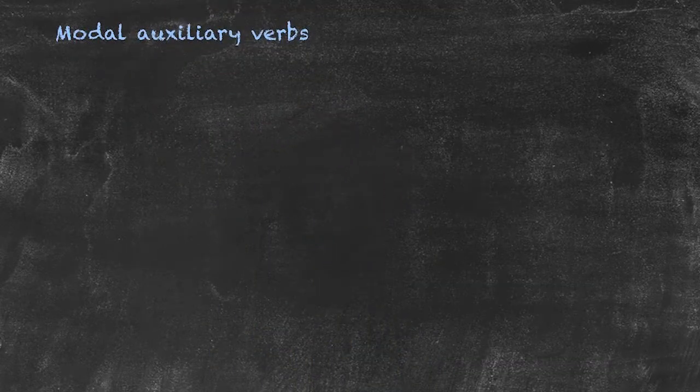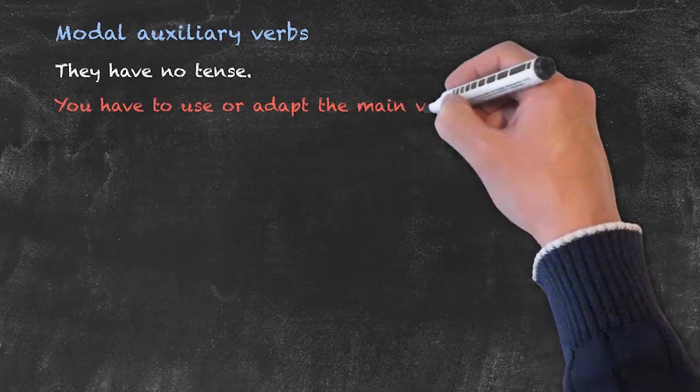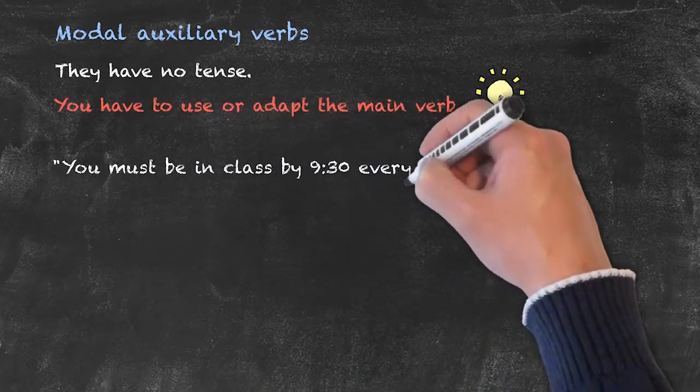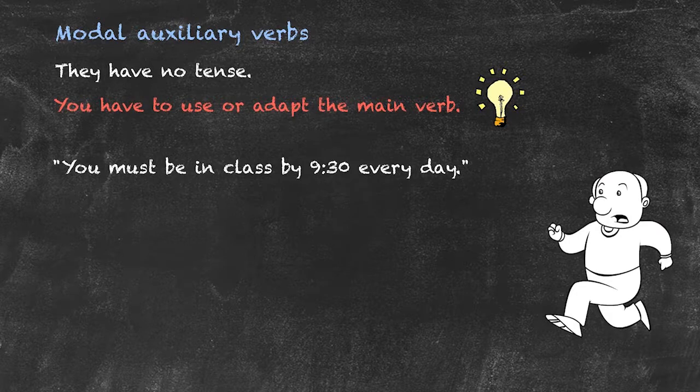Another point that students find difficult to grasp is that modal auxiliary verbs have no tense. To express tense or time, bearing in mind that they are not the same thing, you have to use or adapt the main verb. Some modals can't be used to talk about the past or the future. Let's have a look at this sentence. You must be in class by 9:30 every day. That's an obligation for something that you need to do regularly.